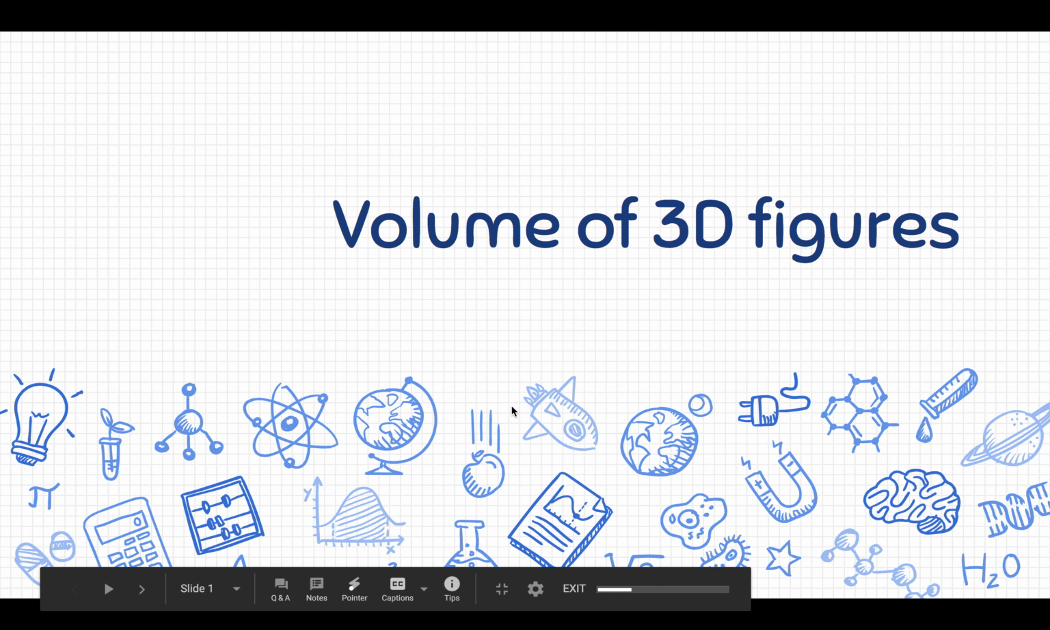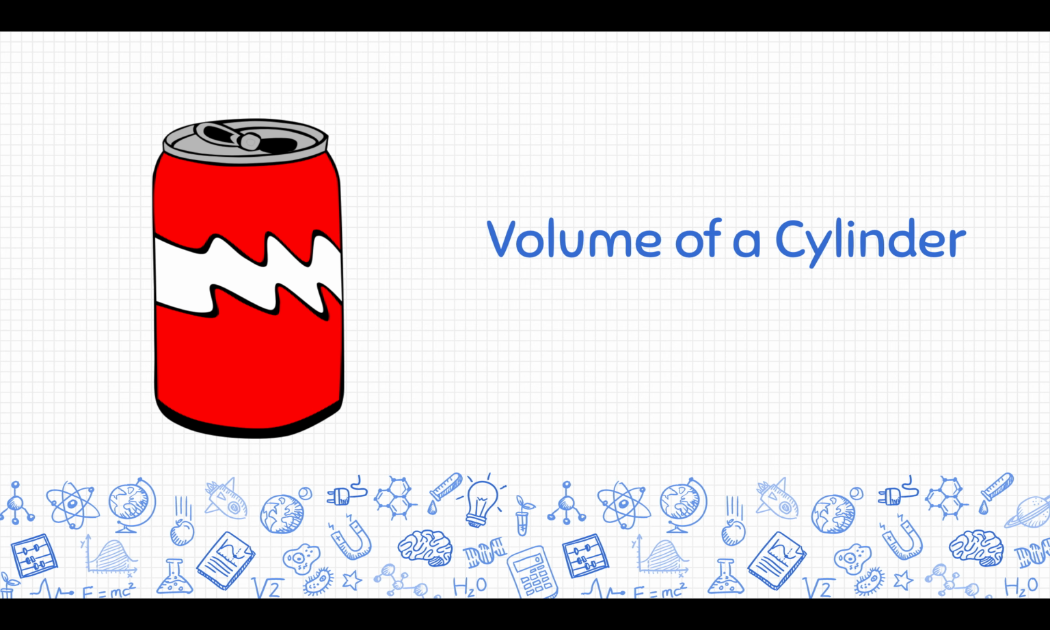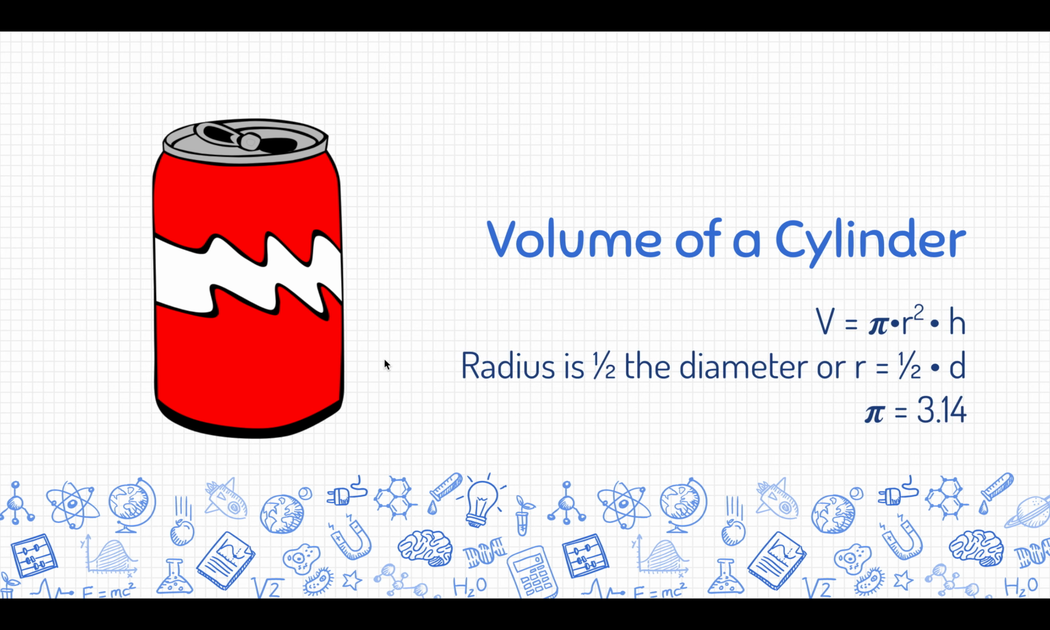In order to complete this Juicy Juice project, you're going to have to know how to find the volume of two different three-dimensional figures. First, we have to know how to find the volume of a cylinder. The volume of a cylinder is equal to the radius squared times the height times pi, which is shown with this symbol here. And the radius is half the diameter.